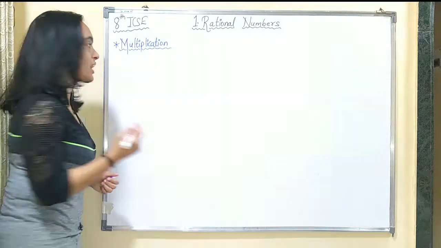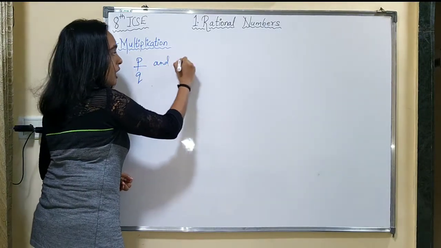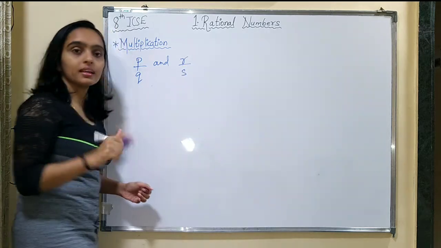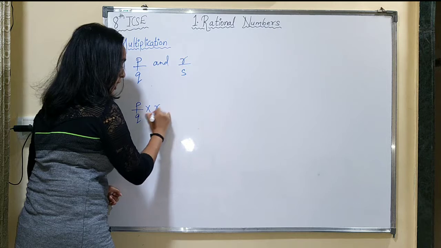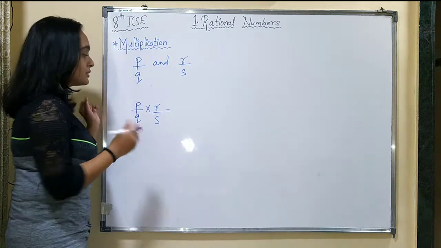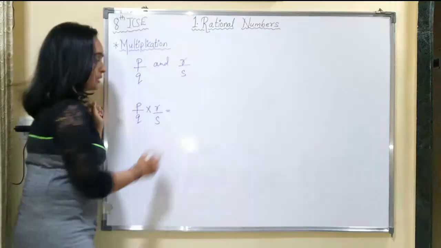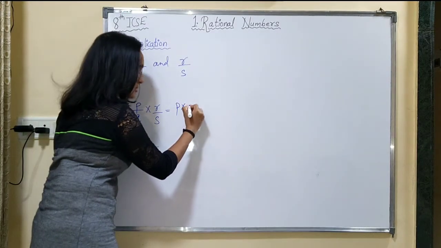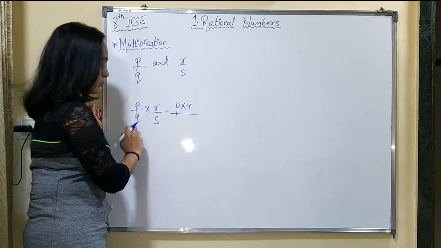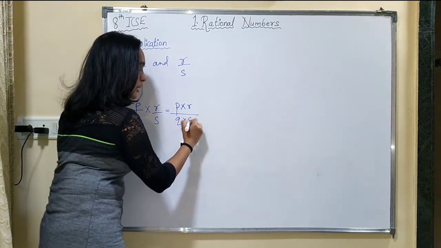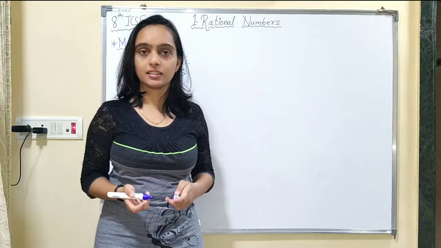If you have two rational numbers, say p upon q and r upon s, then to multiply them, that is p upon q multiplied by r upon s, we multiply numerators together and denominators together. That is, the product of the numerators, p multiplied by r, upon the product of the denominators, q multiplied by s. That's it. So now we will start with the next exercise.